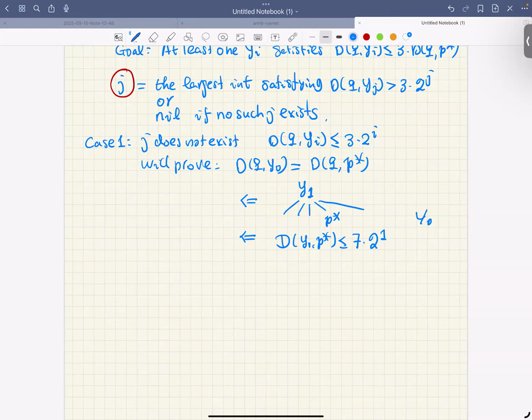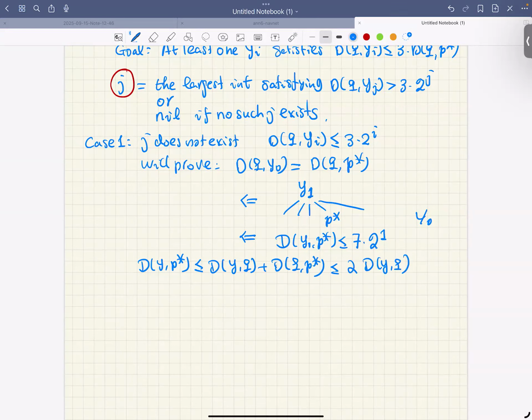So now I will try to bound this distance from Y to P star. I'll use Q as the bridge to apply the triangle inequality. So this is correct, right? Well, since P star is a nearest neighbor, its distance to Q must be bounded by the distance from Q to Y. So this is at most 2 times the distance of Y to Q, right?